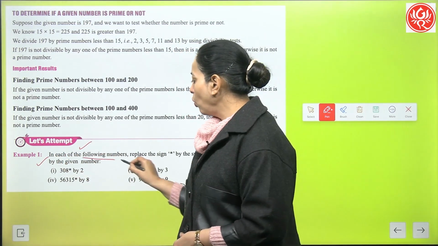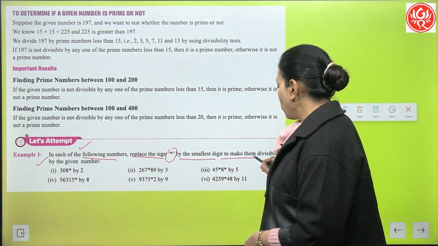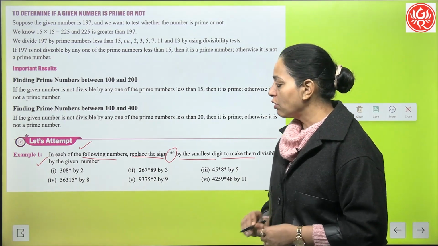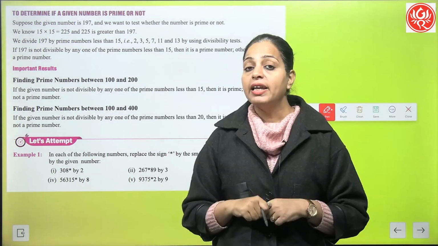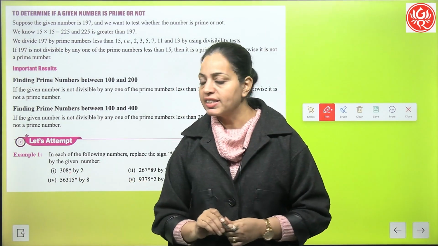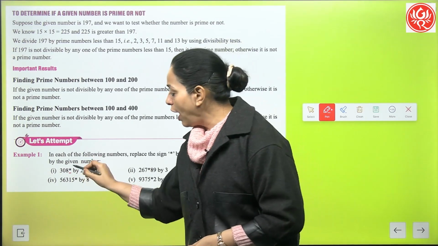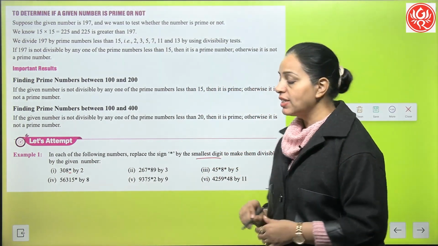In each of the following numbers, replace the sign by the smallest digit to make them divisible by the given number. Very interesting. One digit is missing here, we have to find it out. Like the first one, 308, and one digit is missing. So this number is divisible by 2. We have to find this number, and this is the smallest number.